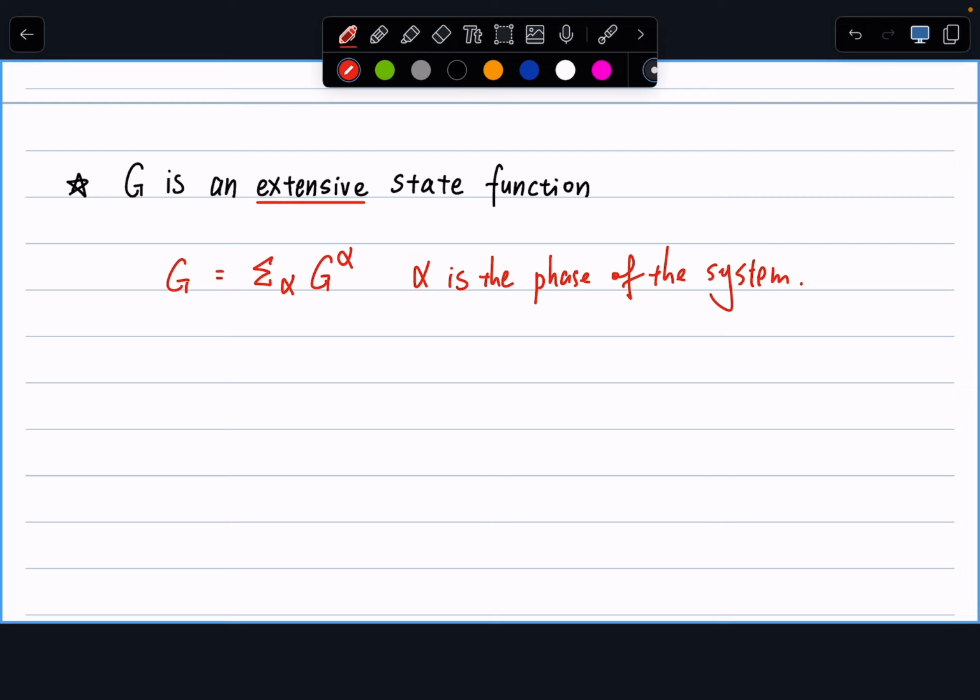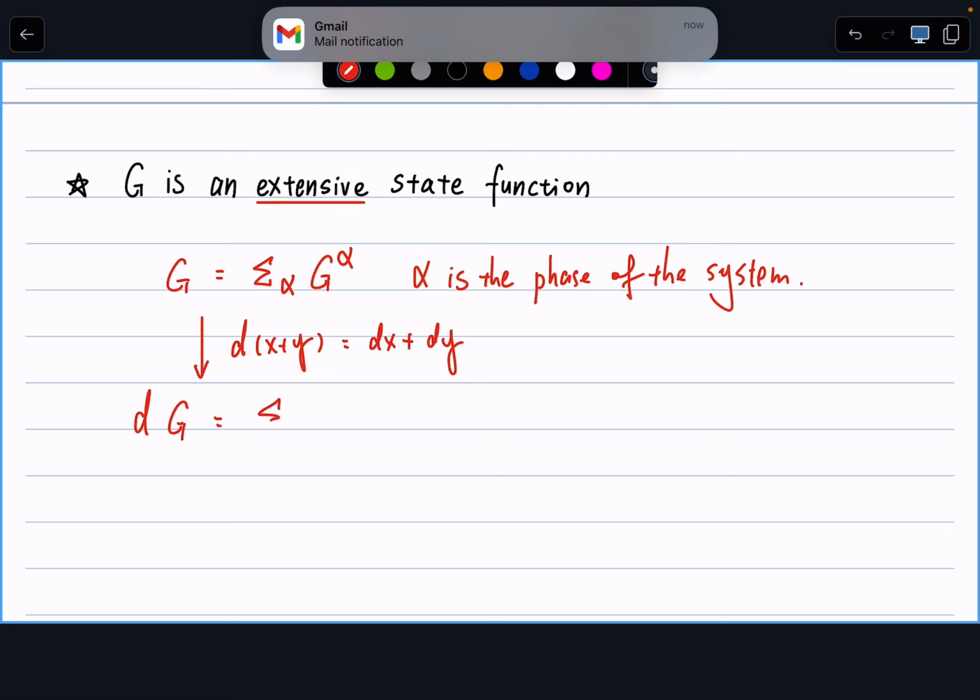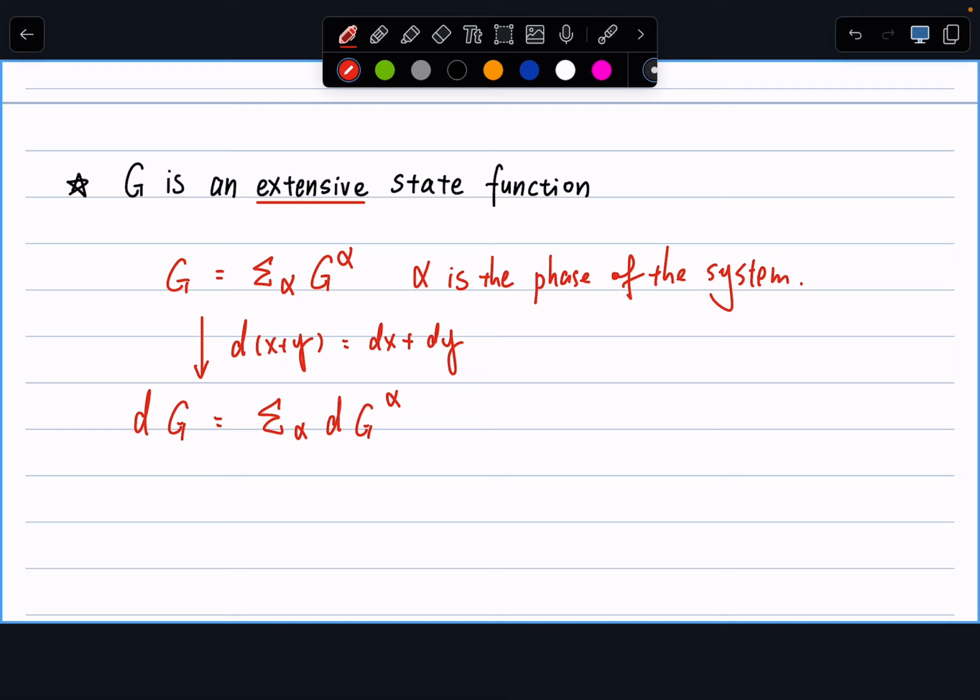And now using calculus, if we are writing the differential of my total Gibbs free energy, we know that d(x + y) equals dx plus dy. So my total Gibbs free energy, dG, equals the sum of dG alpha. Right, so we're just taking the sum of every part of my system. Now my different parts may have different phases.